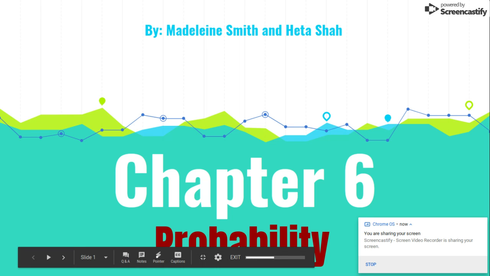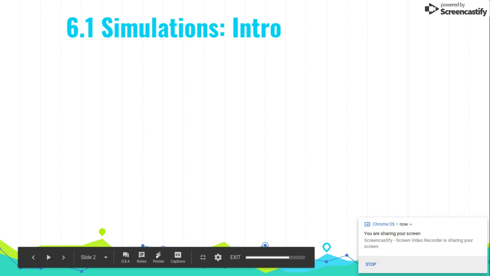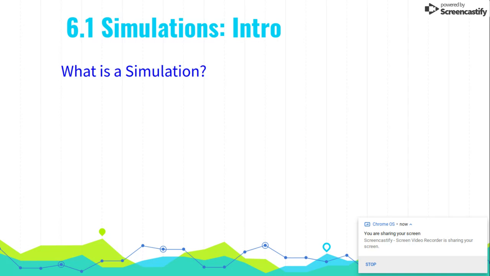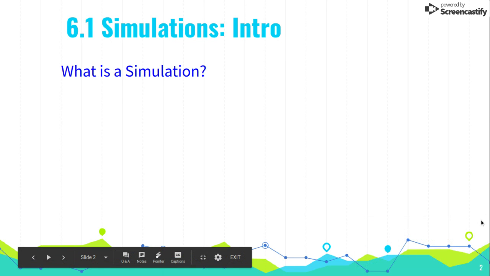Chapter 6, Probability. 6.1 is all about simulations. What is a simulation? A simulation is imitation of chance behavior.